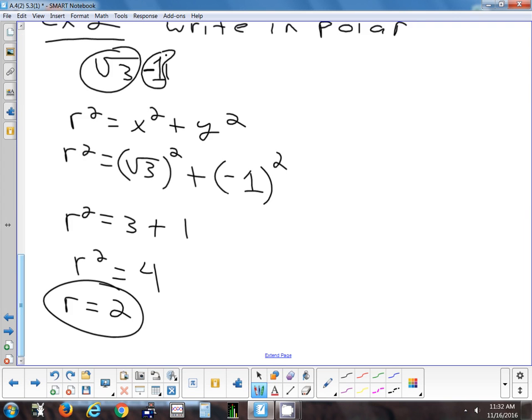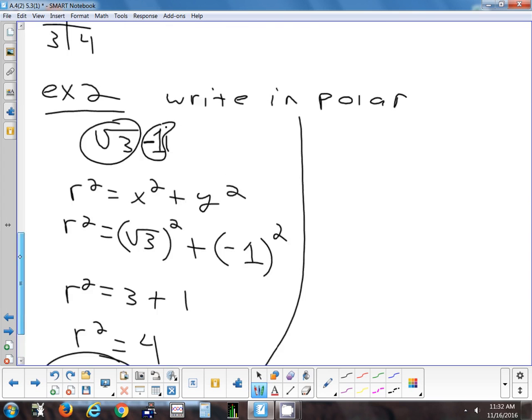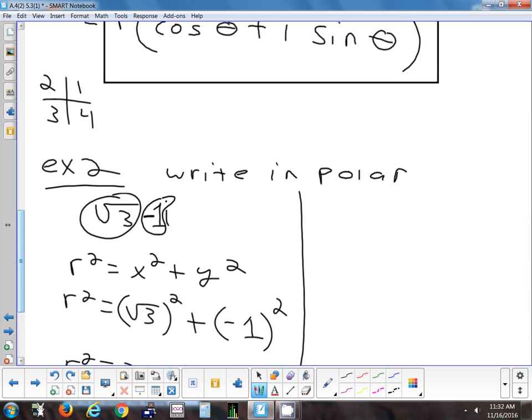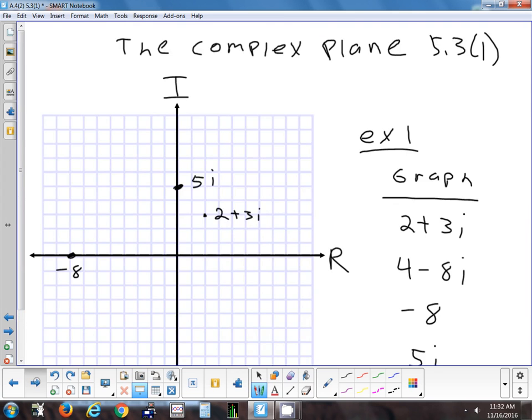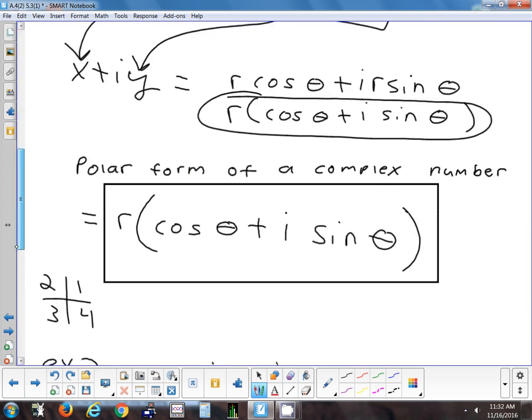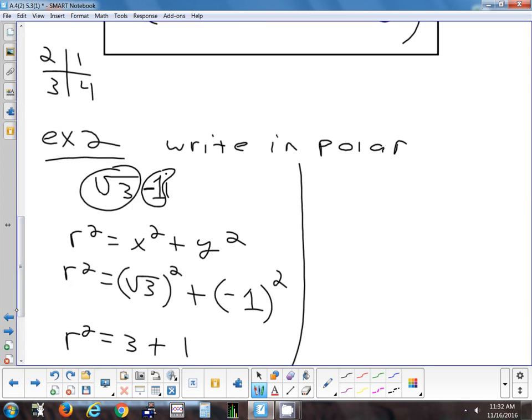I got to get the angle. Now when I find the angle, what do I need to know about this point first? That's why I just taught you how to graph. So if you were to graph this point, it doesn't really matter what the number is. It's positive and then a negative. What quadrant does that land you in? 4. Right down. Somewhere around there.